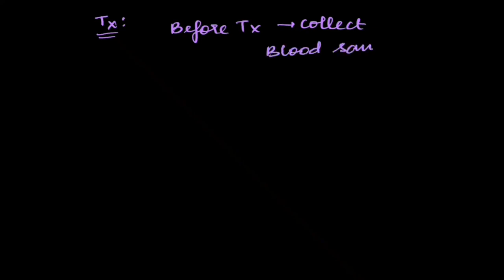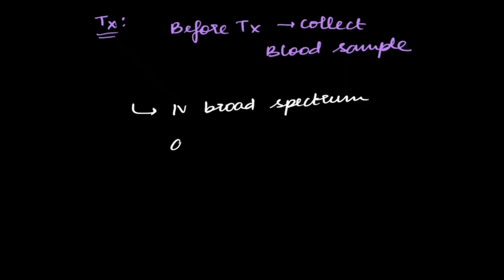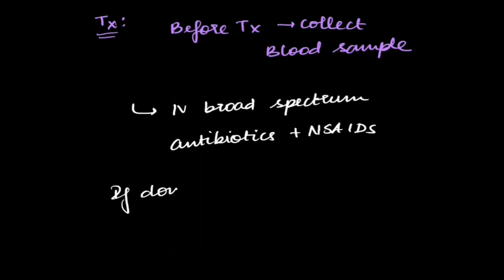So treatment. Before giving treatment, we should take the blood culture for identifying the organisms, because after giving antibiotics, the organism may not be seen. So after that, we should infuse IV broad spectrum antibiotics. As it is a serious condition, we are giving it IV, along with NSAIDs. If it is treated early, then even in this condition, the resolution could be spontaneous.